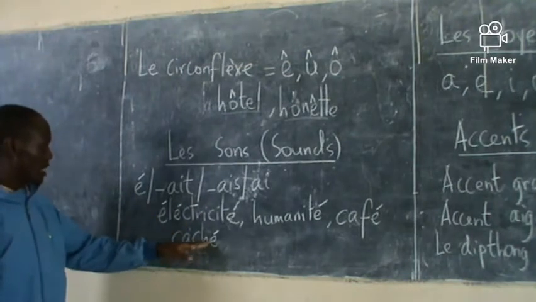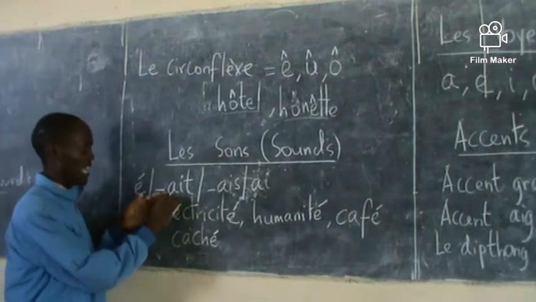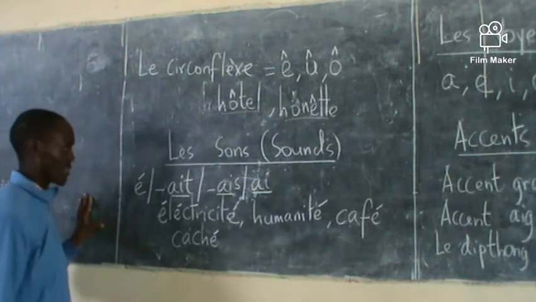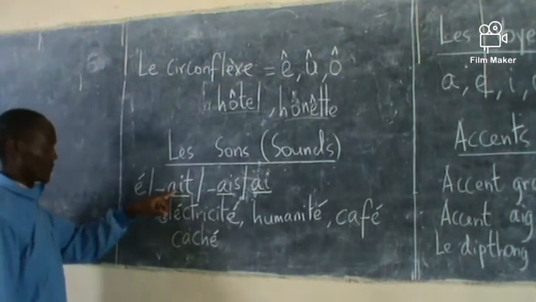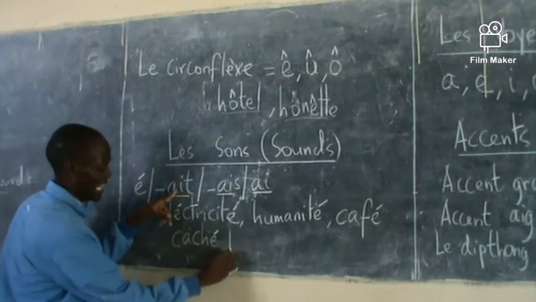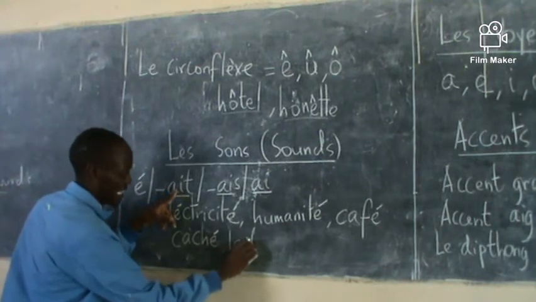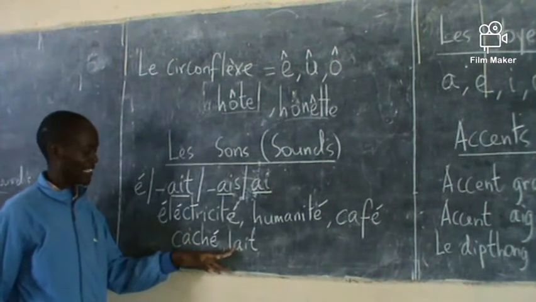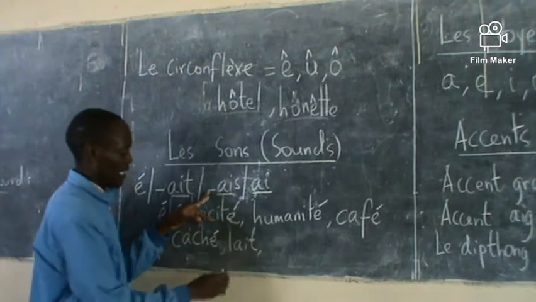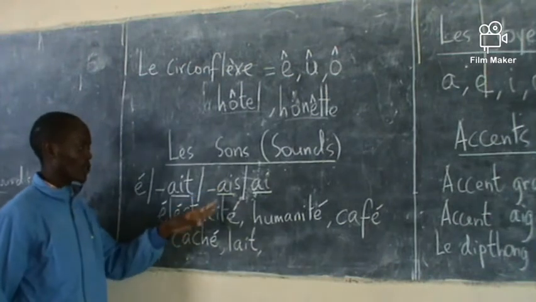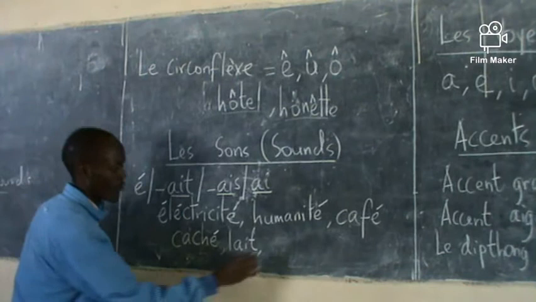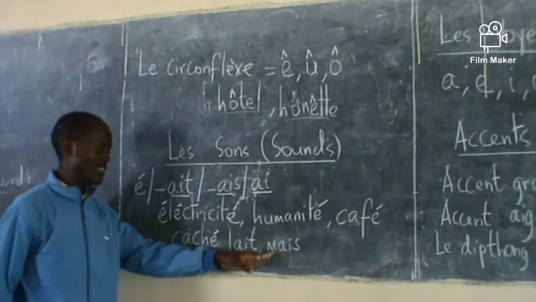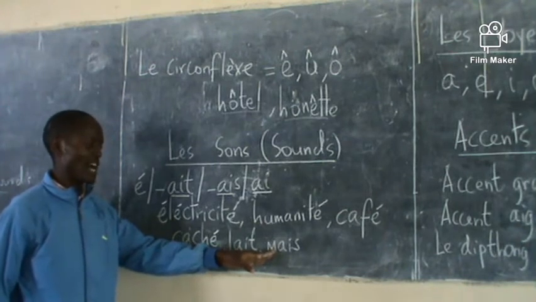So these accent aigu can also be pronounced the same as these ones. A. They all sound the same. So in the case of this one, you can talk about something like lait. Lait in this case means milk. In the case of this AIS, this one is A, like in the case of mais. Mais here can mean the conjunction but.